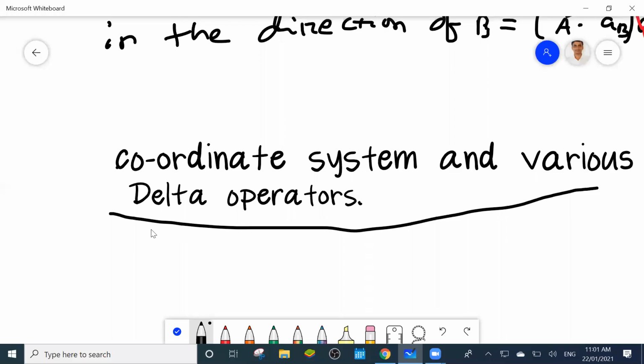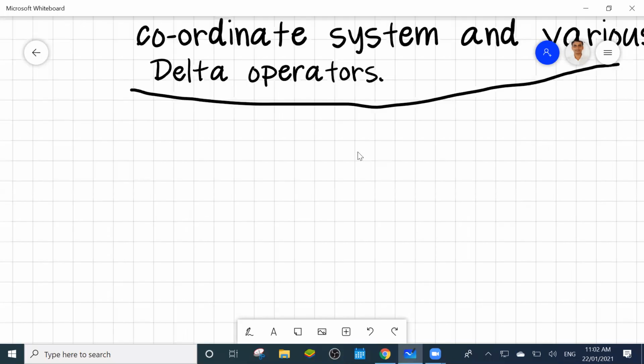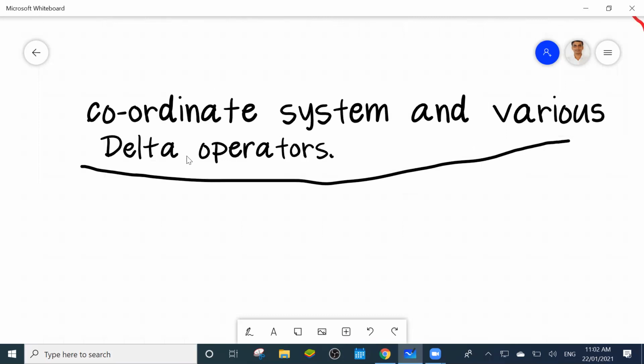Is it clear, everyone? So coordinate system we'll discuss. Actually, when you go for that higher degree, suppose master degree, at that time you have to know one general. You give heading in your note copy: coordinate system and various delta operators.